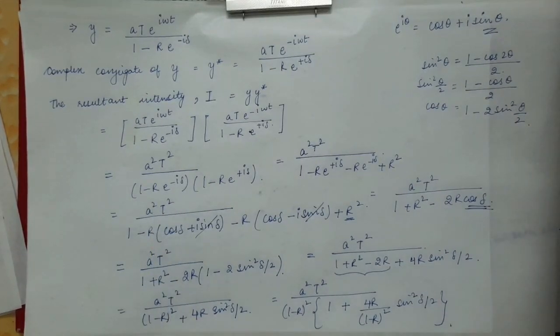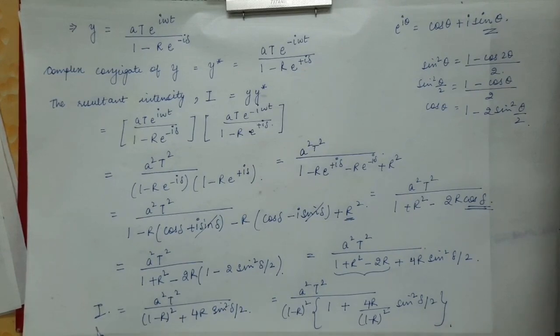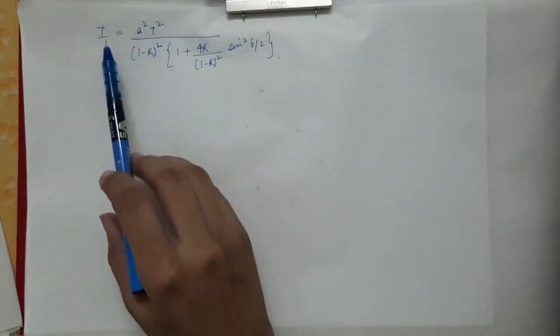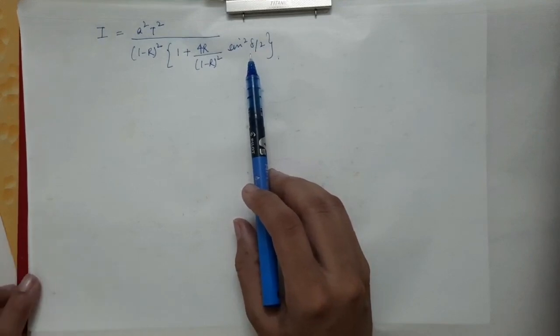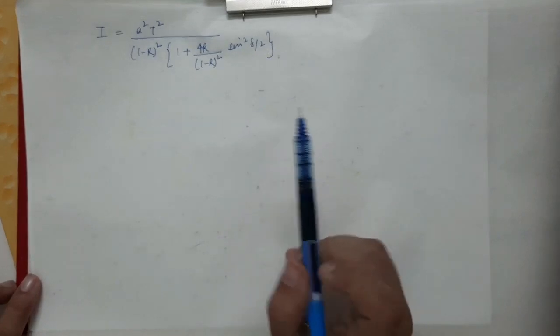So now this is the net intensity on the screen. So intensity, we can see clearly that it depends upon the phase. So this is the phase difference. So intensity on the screen will depend upon the phase difference. Now this was the formula of intensity that we had got, and intensity depends upon the phase difference. So let's see what will be the maximum and minimum value of intensity on the screen.